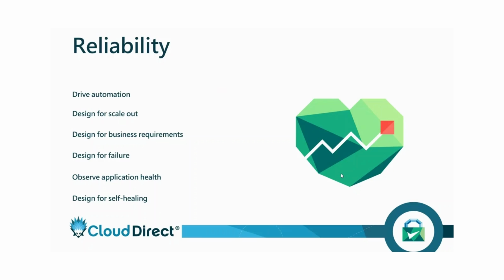Observe your application health. Before mitigating issues that impact the reliability of your application, you must first detect them. You can't fix things that you can't see. Monitoring is absolutely key to that. And then design for self-healing. Like we said, it's an advanced concept, relies on a high degree of system maturity, monitoring and automation, but it should certainly be an aspiration for anyone that's running services on any cloud.